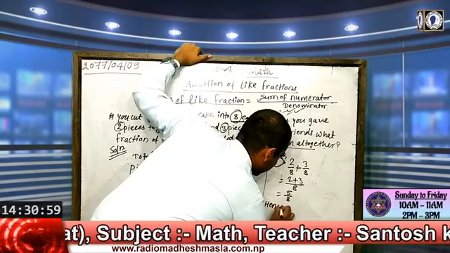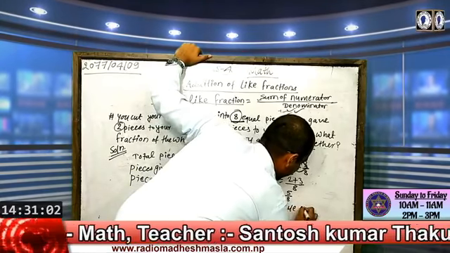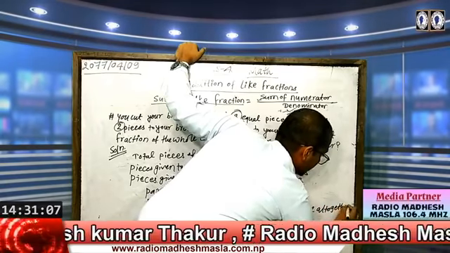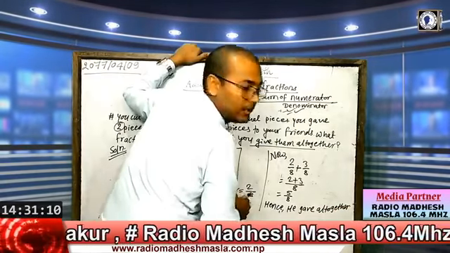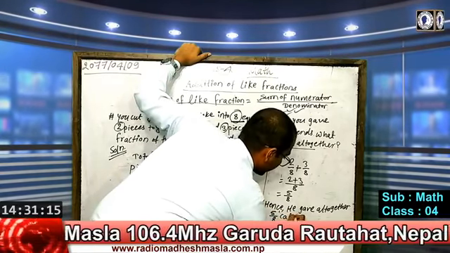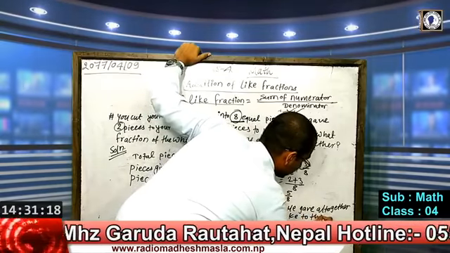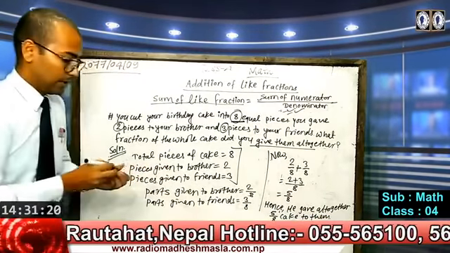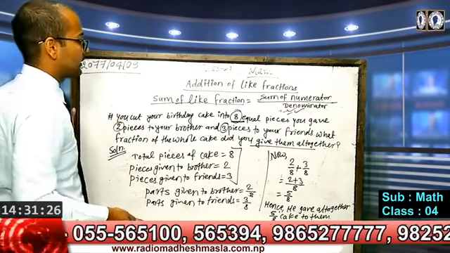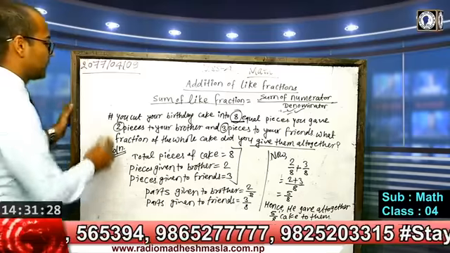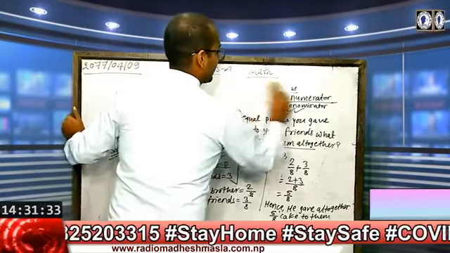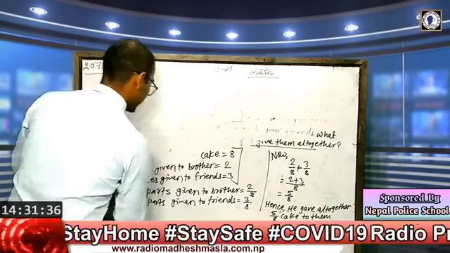Hence he gave all together 5 by 8 of the cake to them. In this way we can solve this type of questions. By this much, this is the time for homework assignments. So you need to take your pencils and write your homework.